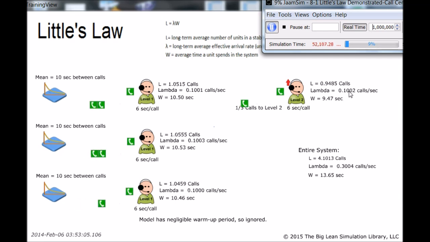So we'd expect the lambdas here all to be 0.1. And I expect the level 2's lambda to start to get close to 0.1 as well, because he's getting 1/3 of the calls from 3 other ones. So 10 times 3 divided by 3 seconds between calls. So we're getting that. And for the lambda on the entire system, 0.3 calls per second. That's just each of these generators doing 0.1. We add them up, we get about 0.3. So that's looking correct.